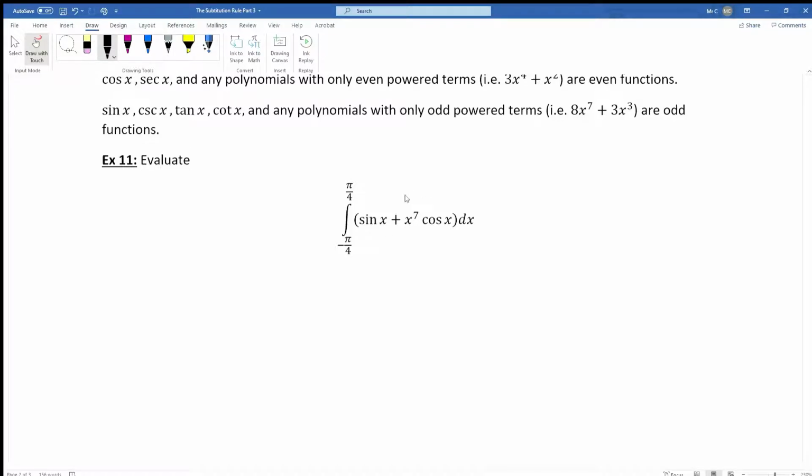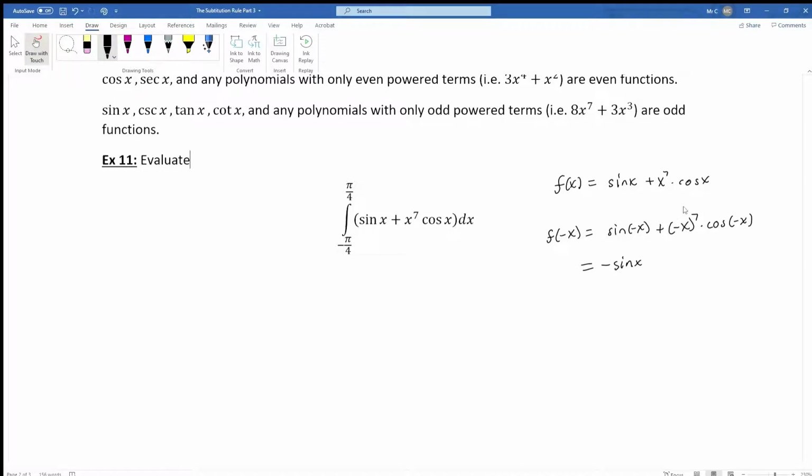Whenever you see that with an integral that looks really tough, you should check if it happens to be an odd function. So if I look at f of x equal to sine of x plus x to the 7th times cosine of x, let's check if it's an odd function. If I plug in negative x, what do I get? I get sine of negative x plus negative x to the 7th times cosine of negative x. Now, sine of negative x is negative sine of x because sine of x is an odd function.